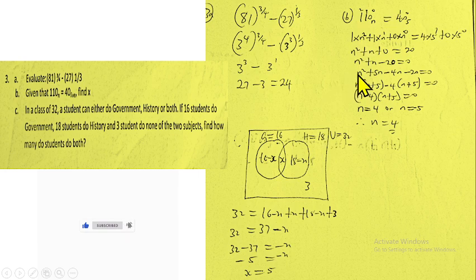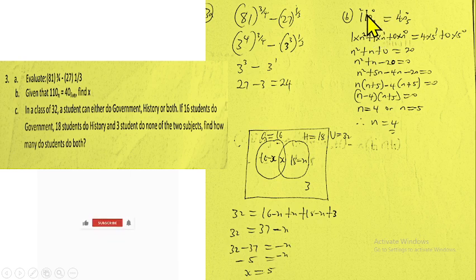Question number 3b, we are to find the value of n, given that 110 base n is equal to 40 base 5. Find x. It's not x, it is n, because we have n as the variable here. So what can we do? You can convert both sides to base 10, and it's by expansion. You target each digit and expand it.